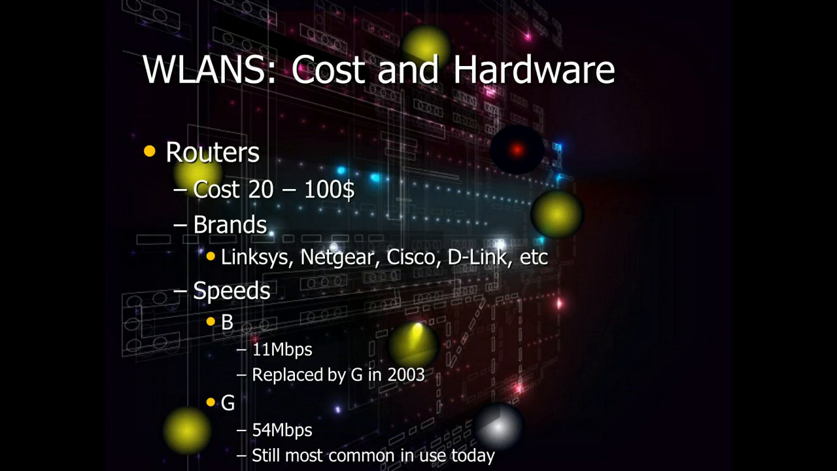Speeds: 3 main speed standards. The B was early, and it's not really used anymore. In 2003 it was replaced by the G, which is the most common today, and it's great at home for just surfing the internet and doing normal things. And then there's the N. It's a lot faster, which I recommend for anybody who's into gaming or any sort of media transfers. From what I saw in my research, it should be the standard within the next couple of years, replacing G.